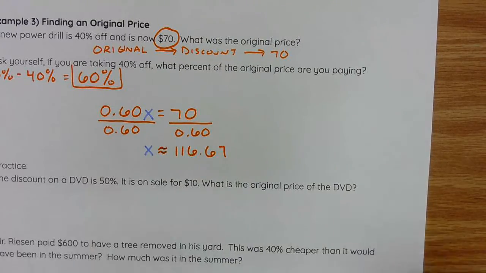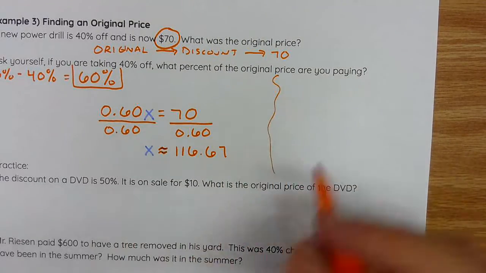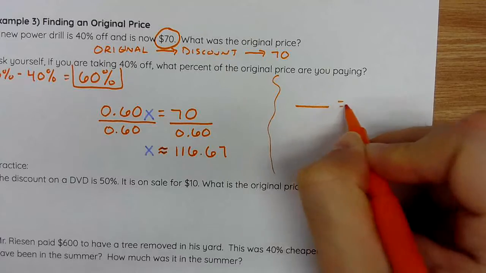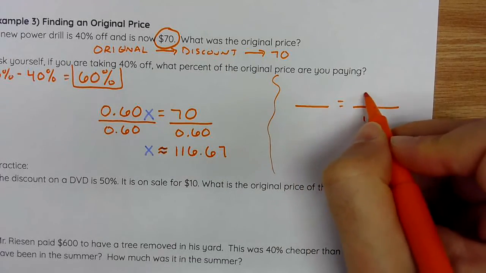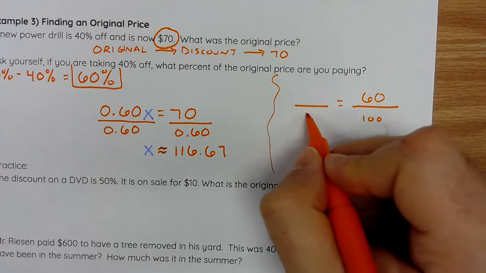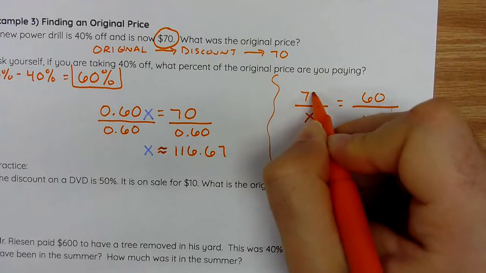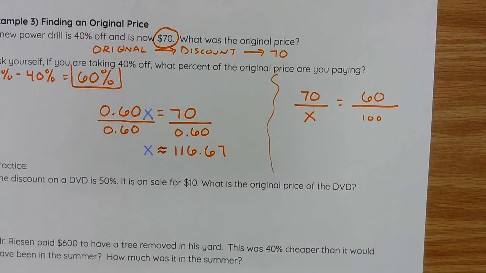Another way we could have set this up is the same idea. We could use the percent proportion. So we could say 60% of what number is 70? And we could have solved that as well.